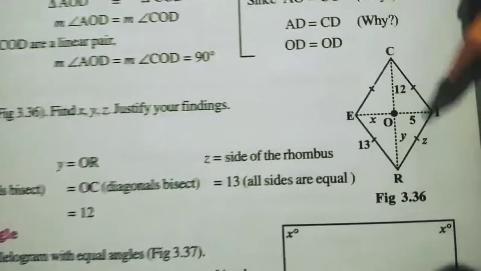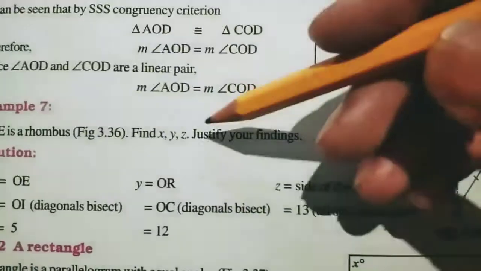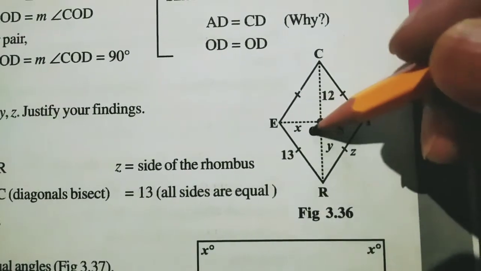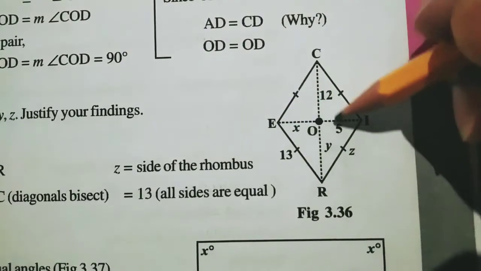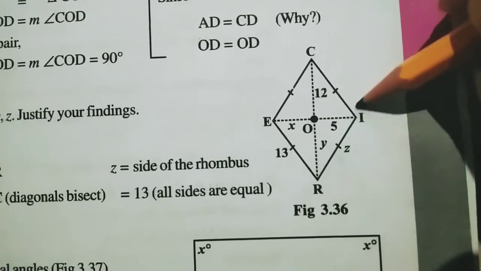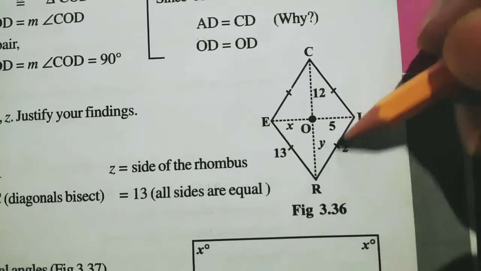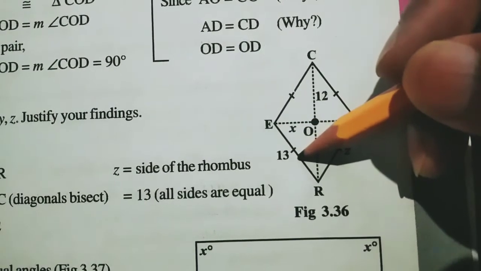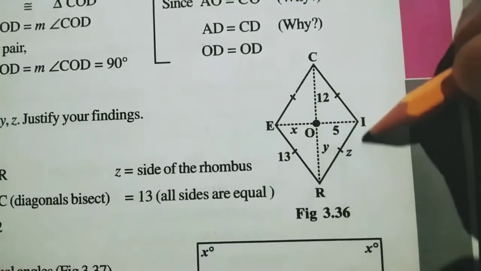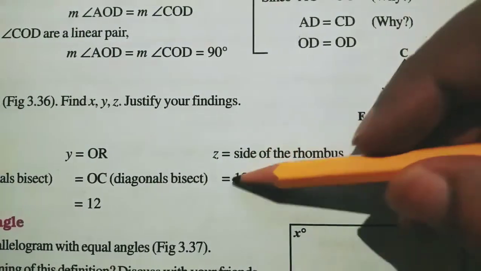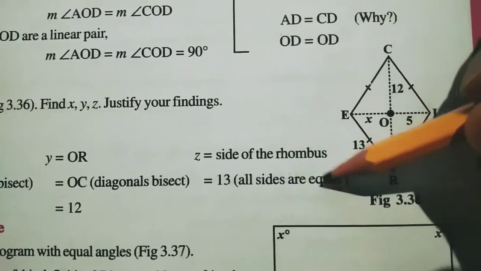RICE is the rhombus. So it is a rhombus RICE. Find XYZ. So you have to find XYZ. What is X? You have to find the value of this side. X is EO. Then Y is what? OR. And Z is what? RI. This is the side of the rhombus. One side of the rhombus is given as 13. That means all the sides are the same. So Z is also 13, because all the sides are equal to each other.